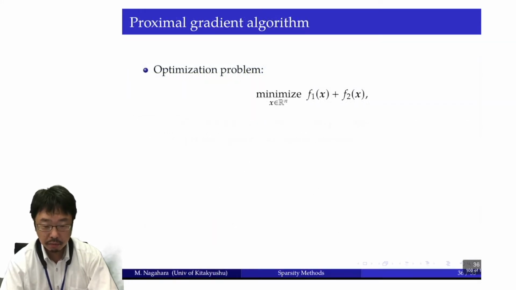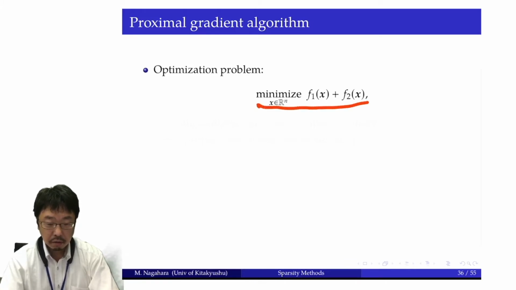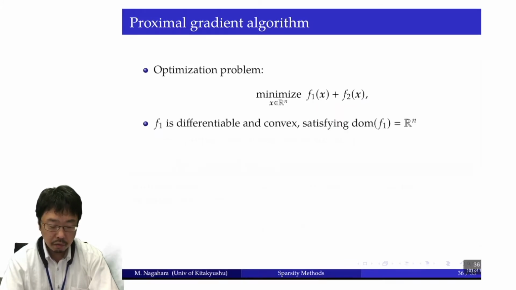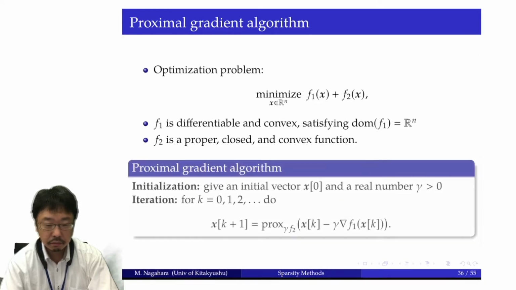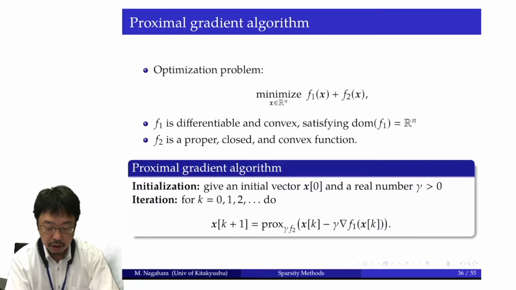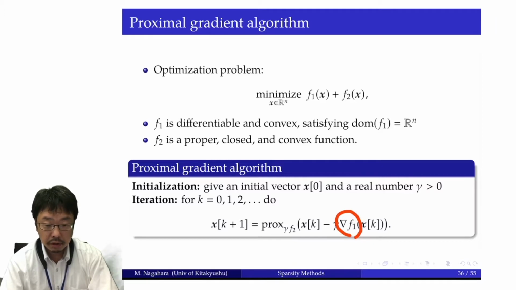Consider a general optimization problem described as this, where f1 is differentiable and convex, satisfying domain f1 is R^n. f2 is a proper closed and convex function as usual. Then the proximal gradient algorithm is given by this, where this is the gradient of f1.